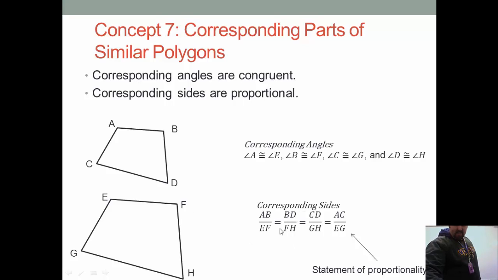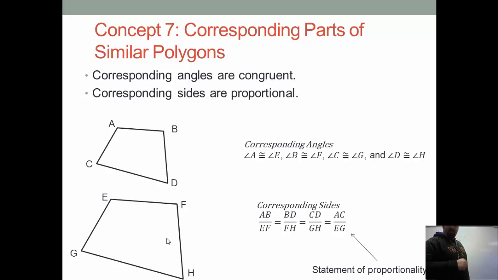The corresponding sides, each ratio of the corresponding sides is going to be equal to any other ratio of the corresponding sides, as long as I'm going from the same polygon to the same other polygon. So for instance, if I'm going from the top polygon here to the bottom polygon, that ratio will always be the same. Now if I would go the opposite way, it's obviously going to reciprocate the ratio and most likely be different.